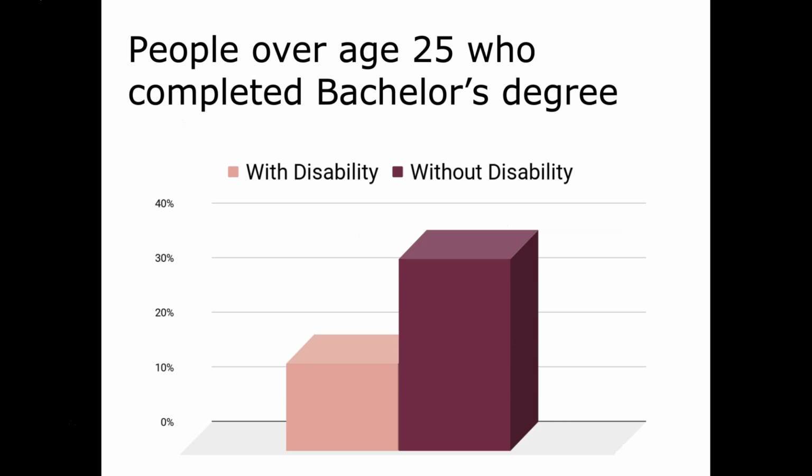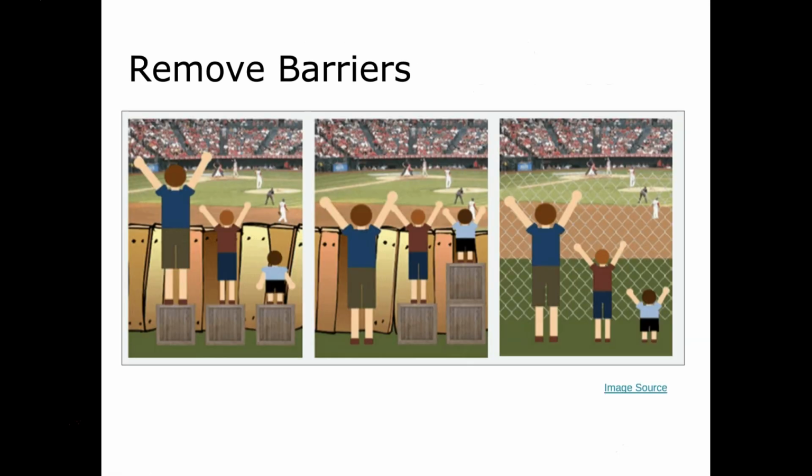National statistics indicate that 35% of those over age 25 without a disability have completed a bachelor's degree. In comparison, only 16% of those with a disability in the same age group have completed a bachelor's.